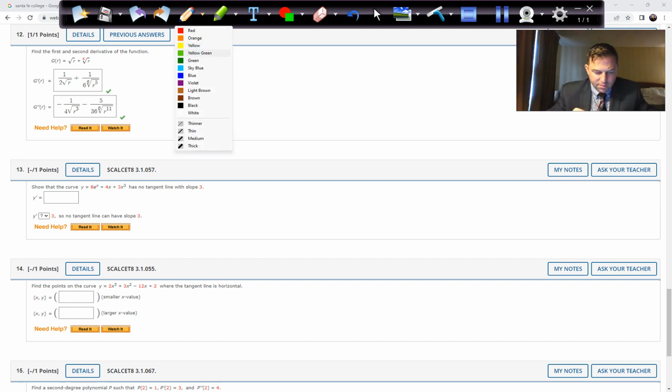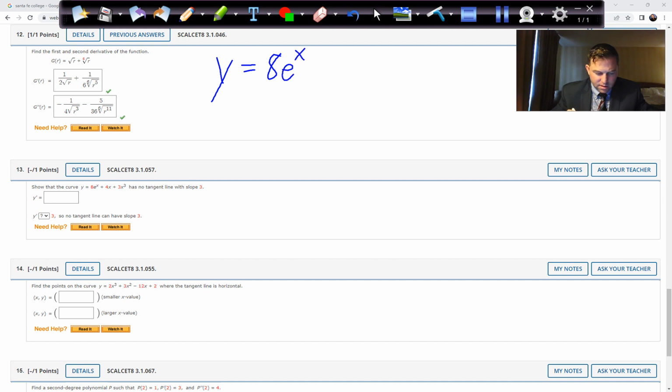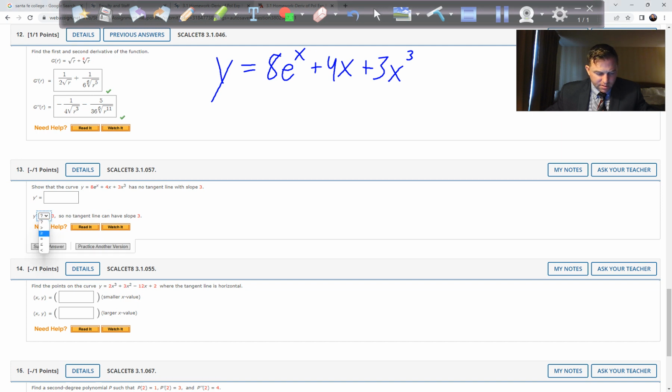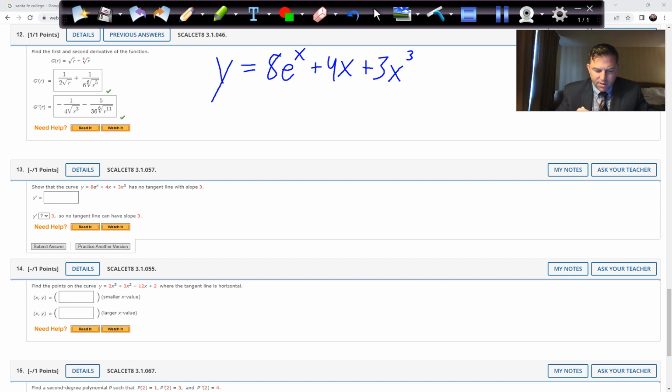Okay, so the derivative, so let's start with y. So it says y equals 8e^x plus 4x plus 3x to the 3rd. What are my actual options here? Okay, so they want us to take a derivative of this. So the derivative of 8e^x is 8e^x. The derivative of 4x is 4. The derivative of 3x cubed is 9x squared.